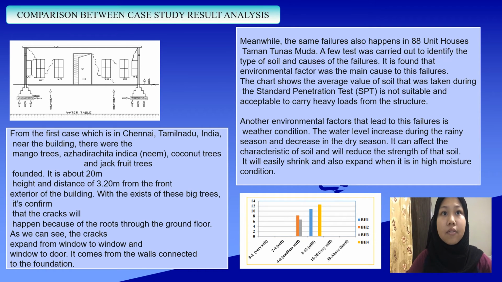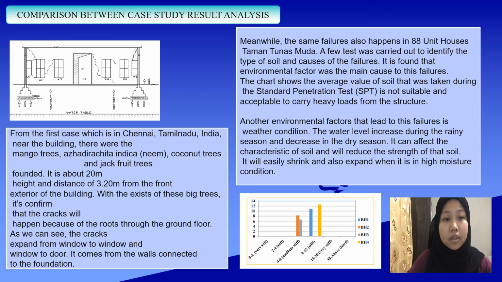Meanwhile, the same failures also happened in 88 unit houses in Taman Tunas Muda. A few tests were carried out to identify the type of soil and causes of the failures. It is found that environmental factor was the main cause of these failures. The chart shows the average value of soil that was taken during the standard penetration test is not suitable and acceptable to carry heavy loads from the structure.